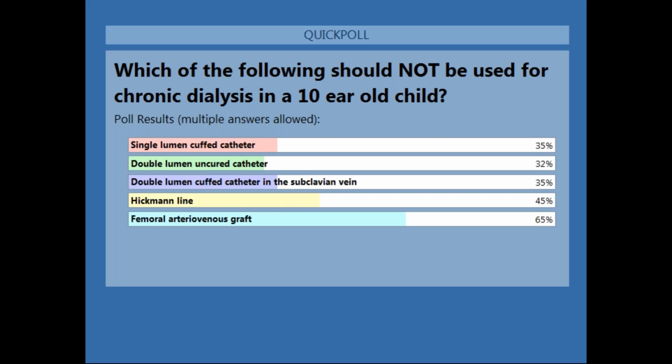A Hickman line clearly will not be used for hemodialysis, and an arteriovenous graft in any situation and any location is a last-ditch sort of rescue attempt.